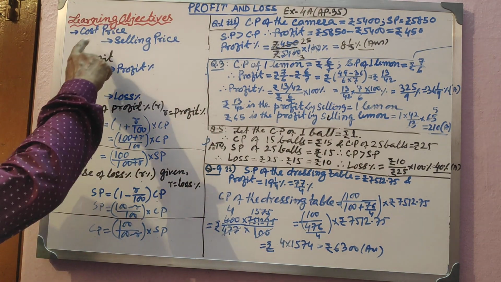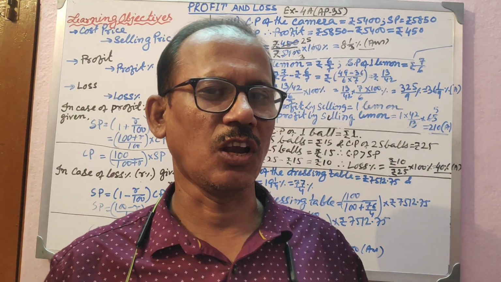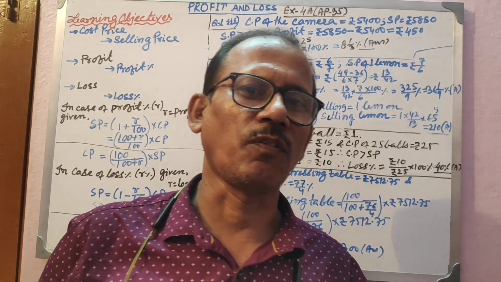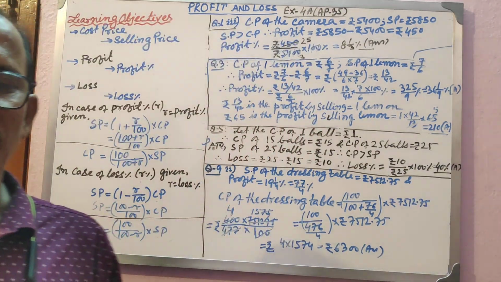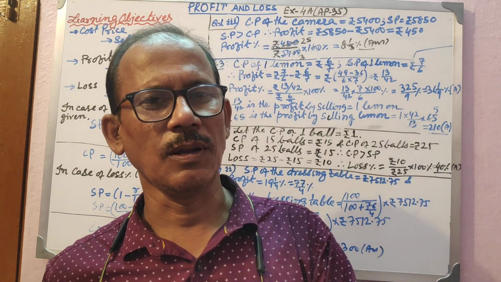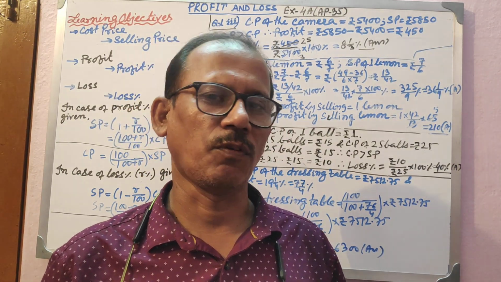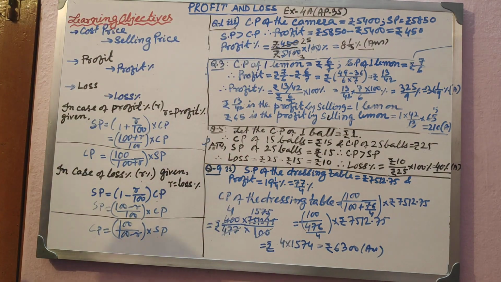First of all, cost price. The key terms are cost price, selling price, profit, loss. This much only. Then profit percent, loss percent. Then how to find out CP when profit or loss percent is given. How to find out SP when CP and profit or loss percent are given. Could you understand? These all things we will learn.